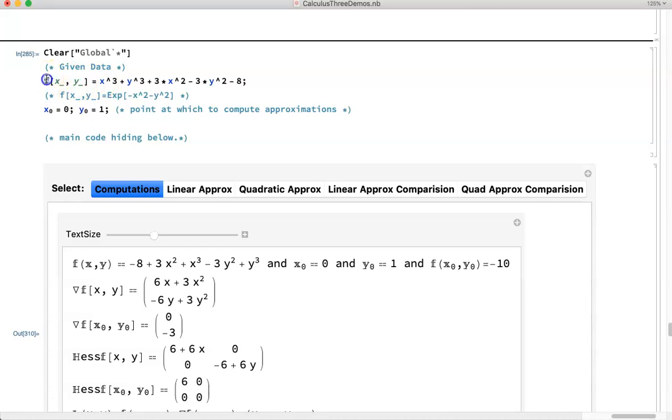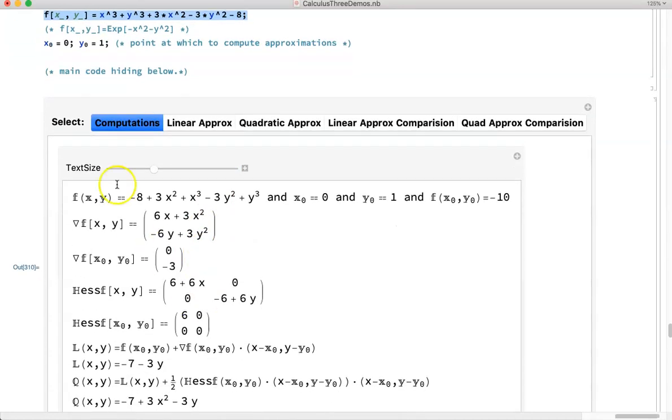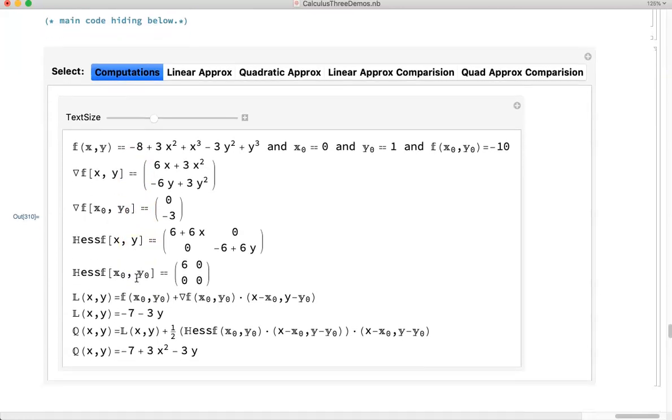Here is a function of two variables, x and y, and the computations below, and we're going to pick the point x naught, y naught is 0, 1 in the xy plane. And so here we can see the computations that you should double check. Here's the function, the point, the function evaluated at x naught, y naught. Check that point out to get -10. Here is an example of your gradient vector. Here is your Hessian matrix. You should check those computations now.